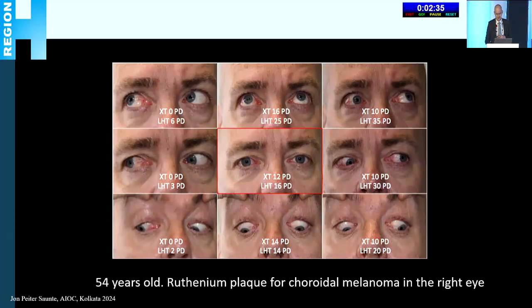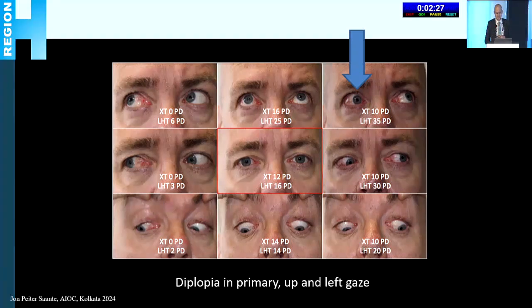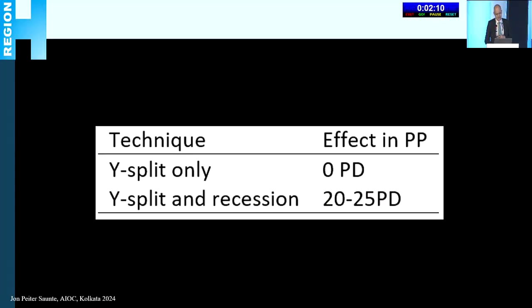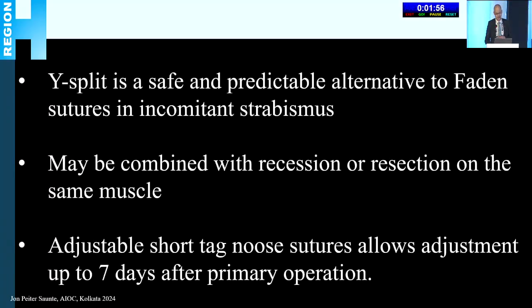So here's a case where we did this on the sound eye. He had a retinal plaque in the right eye. So he had double vision at up gaze, and we put a Y-split on the good eye on the superior rectus and recessed this a little bit as well. And that way you can balance the adductions in up gaze in his case, and his diplopia was gone. So if you do the Y-split only, it will not change anything in primary, but you can have effect in the gaze where the muscle is pulling. And if you combine with the recession, you can add to that in primary.